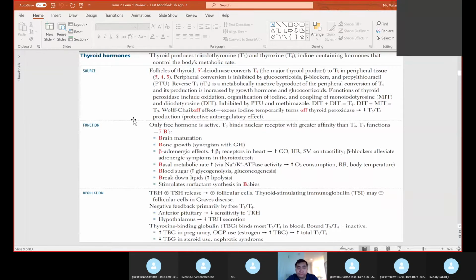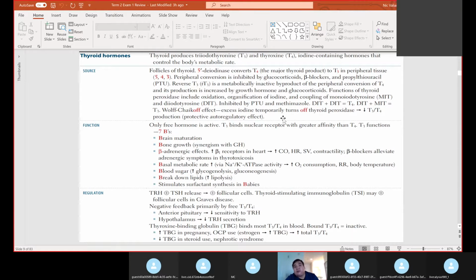Thyroid hormones. What's the source of your thyroid hormones? Follicles. Which is most active, T4 or T3? T3. T3 is the more active. Don't forget, high yield, the enzyme that converts T4 to T3: 5' deiodinase. 5' deiodinase converts T4 to T3. T3 is much more active.